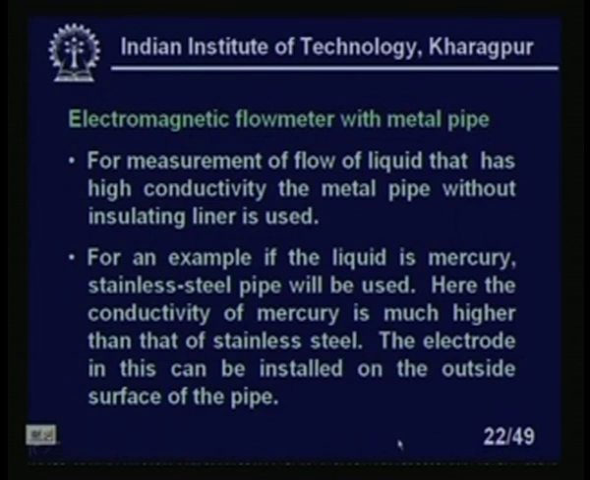Here the conductivity of the mercury is much higher than that of the stainless steel, right. The electrode in this case can be installed on the outside surface of the pipe, that is very important. So, you can install the electrode just outside the pipe, right, because it will not shorten.